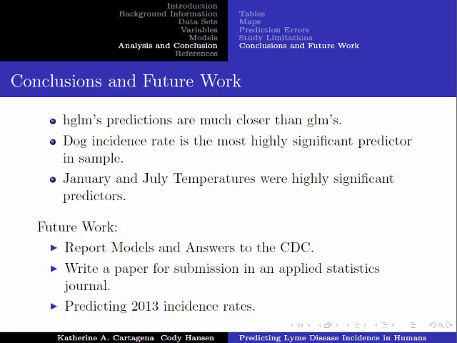Dog incidence rate is the most highly significant predictor variable in both GLM and HGLM models. This suggests that it should be included in future models. And thirdly, we found that January and July temperatures were highly significant predictors.